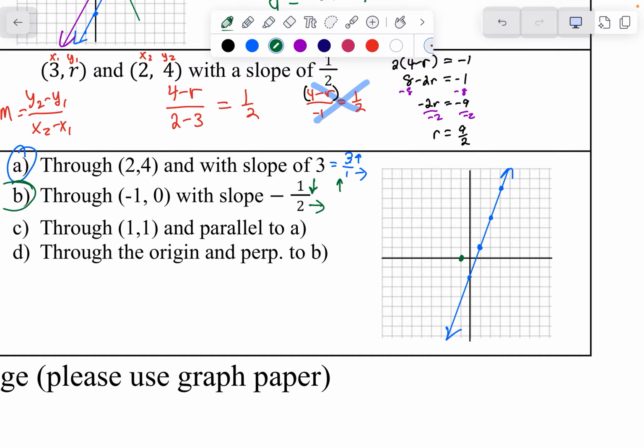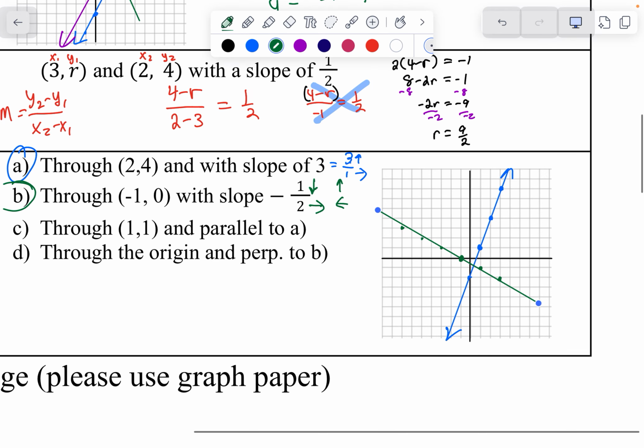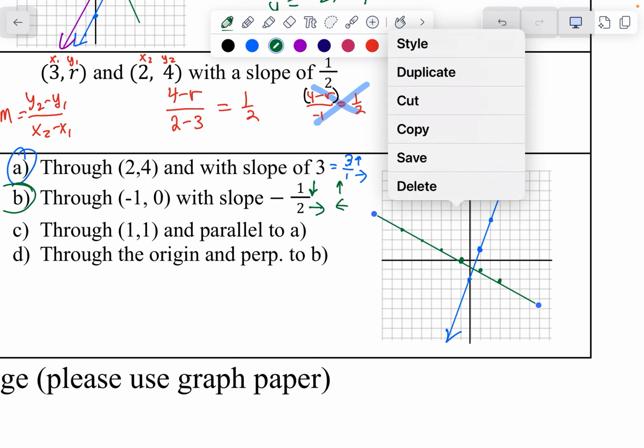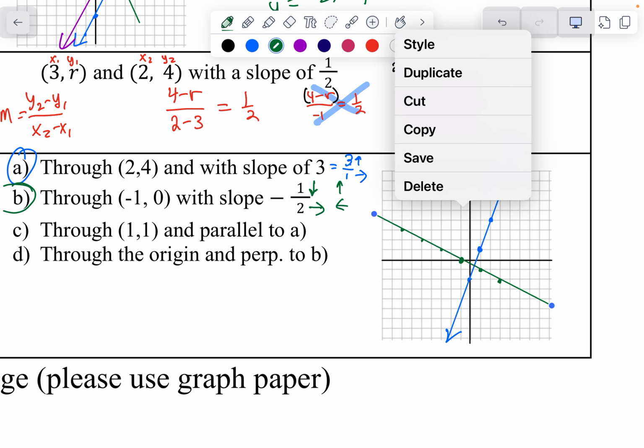Mrs. Hott was doing good when she made this one, wasn't she? Let's look at D. If I'm through the origin, that is the point 0, 0. That language is a term you should know. Origin just means that center point, 0, 0. If I'm perpendicular to B, instead of -1/2, I have to change the sign. So instead of negative, I'm going to make it positive. And then flip it upside down. Take the reciprocal. So the reciprocal of 1/2 is 2 over 1.